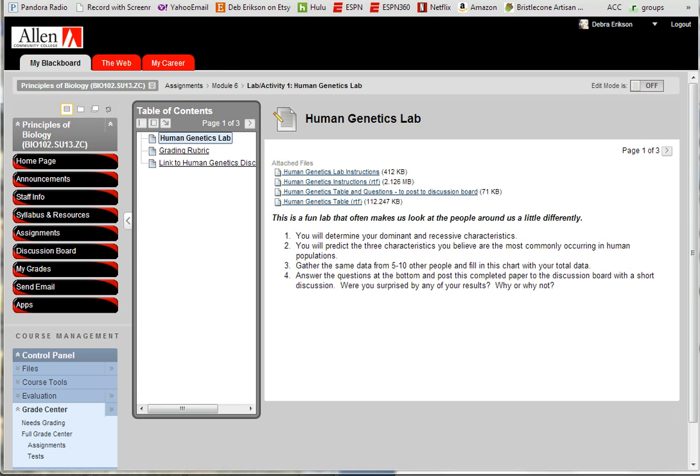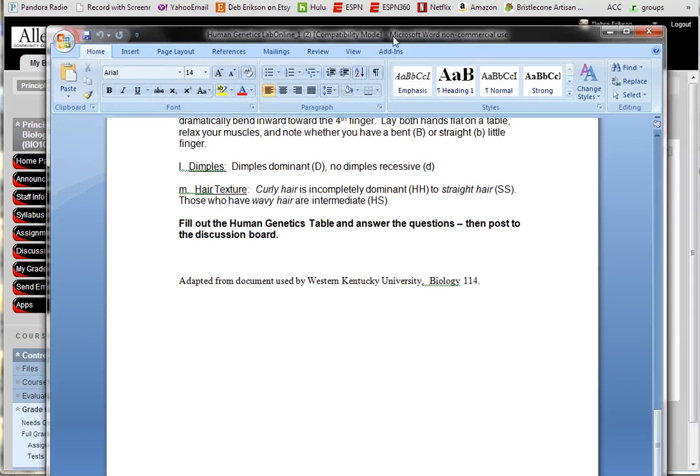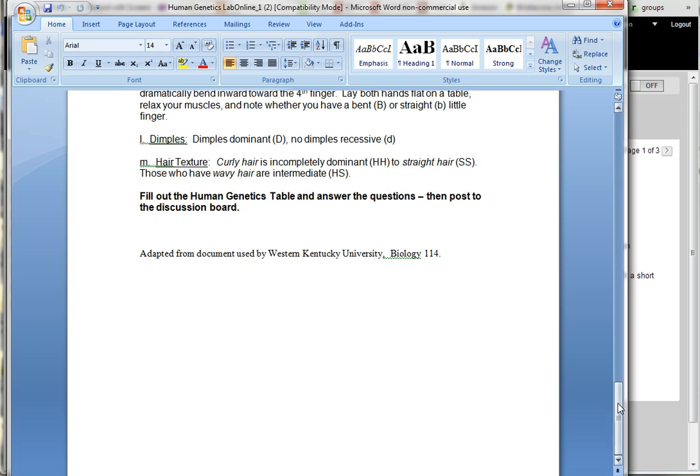To save time, I opened up that link, just scrolling down in Module 6. And you'll see that there's quite a few things to open. There's lab instructions in either Word or rich text format. There's a table and questions to post separately in both forms. So let's see what you're going to look at. First, here are the instructions.